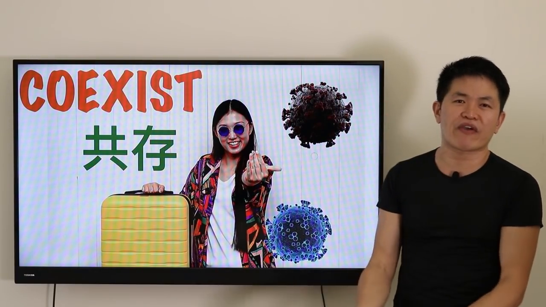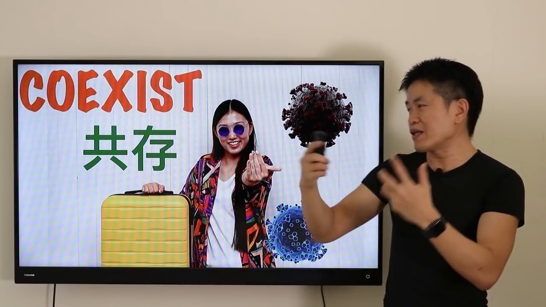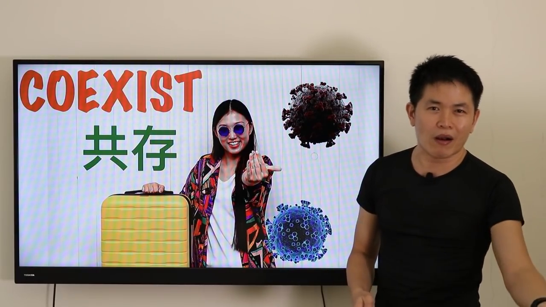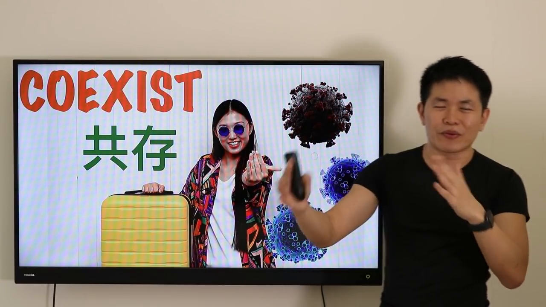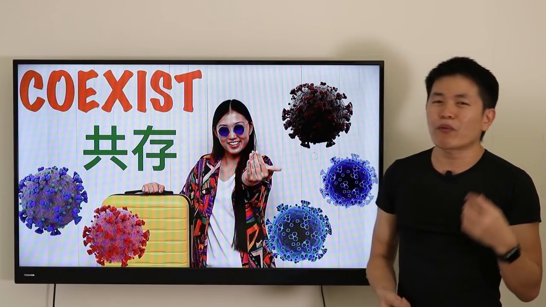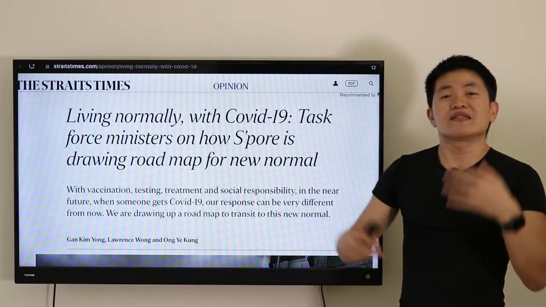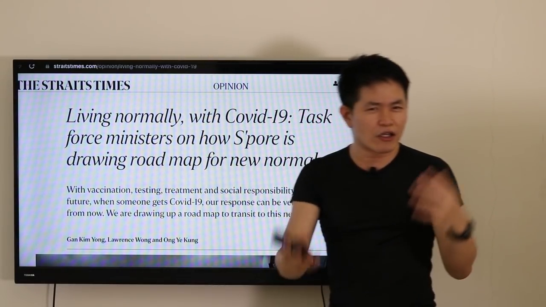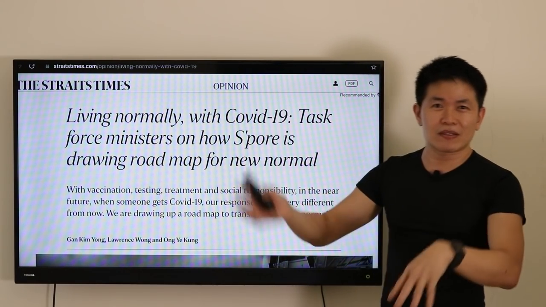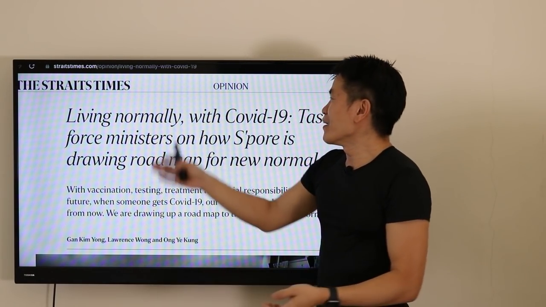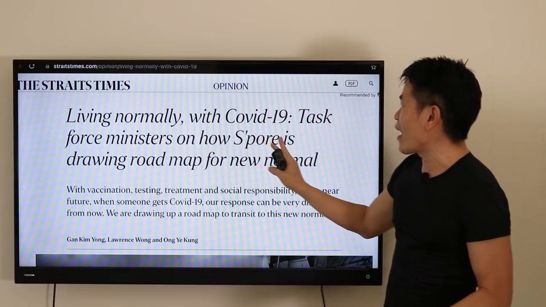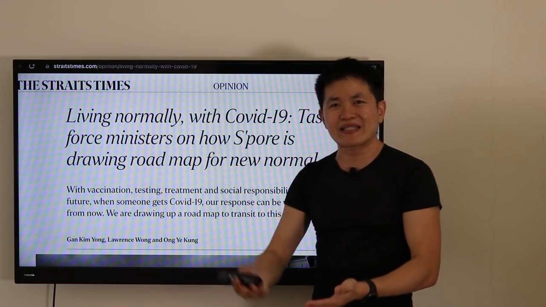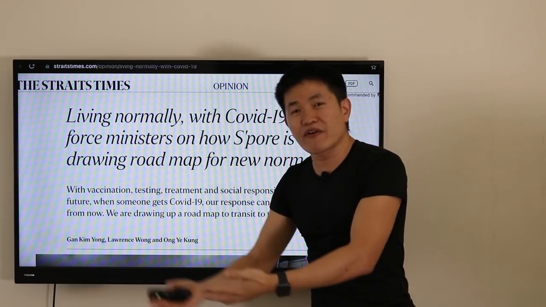I don't care whether the variant or mutant changes, but the virus usually won't kill the host instantly, because if the host doesn't live, that means it cannot spread at all. So there's a balance, but eventually the determining point is your immune system. In Singapore, they already started to accept this because it has been 1 year of lockdown, opening, economy shut down. People are so tired of the numbers, which never stop going. So living normally with COVID, the task force ministers are drawing a roadmap for the new normal in Singapore. They're trying to coexist. They're trying to accept that coronavirus is just like a common cold.